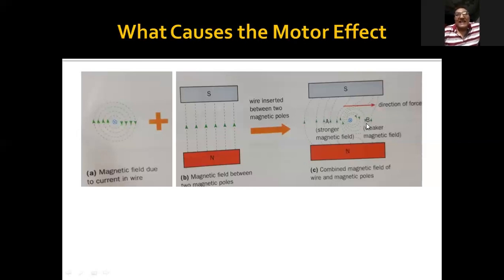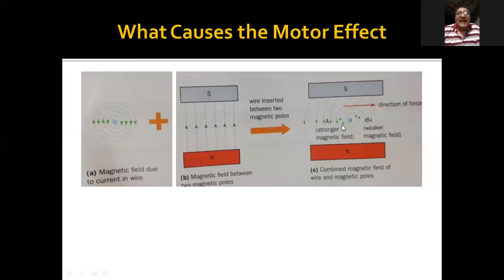But on the right side of the conductor, the magnetic field lines of the current carrying conductor and the magnetic field lines of these permanent magnets are in opposite directions, and the magnetic lines do not intersect each other. So they will try to avoid each other because they do not intersect. So here the magnetic lines will have a larger distance between each other. So here the magnetic field will be weaker.